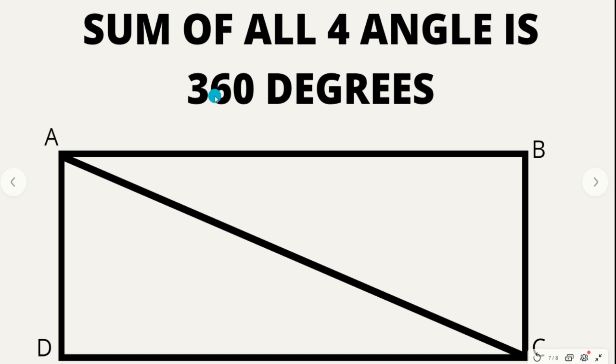Next, the sum of all four angles is 360 degrees. So take a rectangle ABCD. For it to be 360 degrees, okay, I took a simple four-angled figure, a rectangle. Any quadrilateral, four angles means it's a quadrilateral, and any quadrilateral can be divided into 2 triangles, and the sum of all 3 angles in a triangle is 180 degrees.